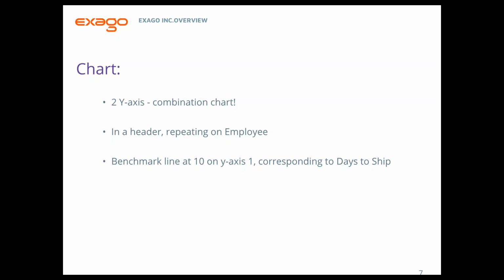So we're going to put it in a header today to keep it right at the top the way we saw it on output. Finally, we had a benchmark line set at the value of 10 on y-axis 1. It was corresponding to days to ship. So we'll want to keep that in mind.